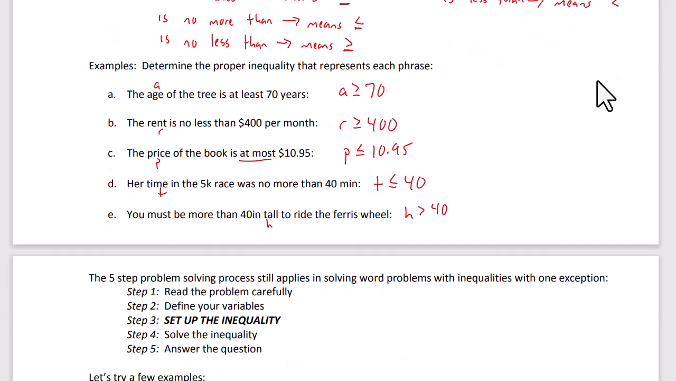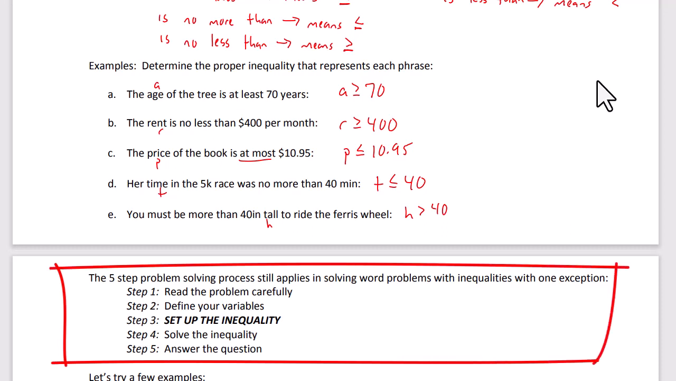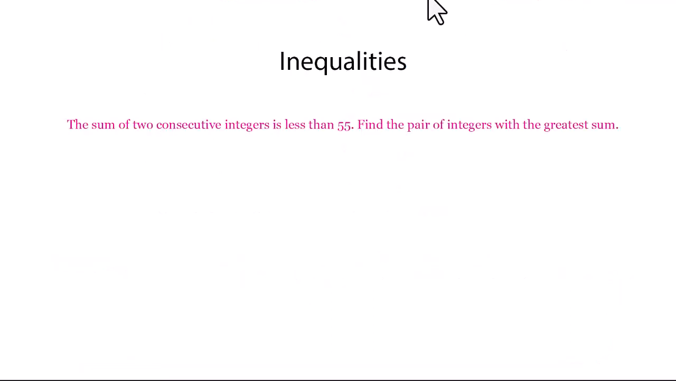For each of the word problems, you want to read the problem carefully, define your variables as we do in most every word problem, set up the inequality expression correctly, solve that inequality, and then answer the question. Let's see an example. Suppose I had the following inequality word problem. The sum of two consecutive integers is less than 55. So less than 55 means less than 55.